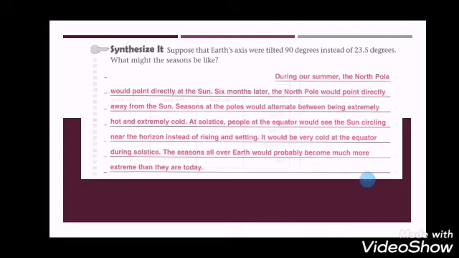At solstice, people at the equator would see the sun circling near the horizon instead of rising and setting. It would be very cold at the equator during solstice. The seasons all over the earth would probably become much more extreme than they are today.